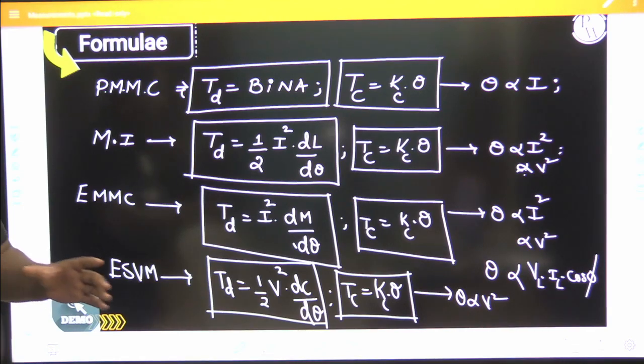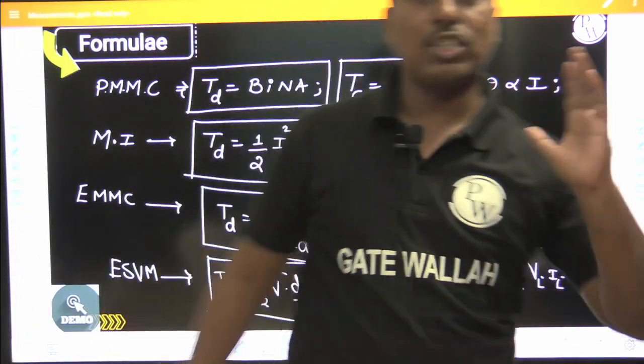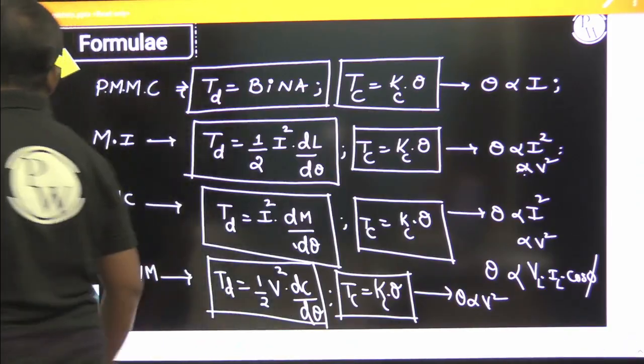So, one more formula I want to tell, which is coming from the range extension of the meters. Range, are you clear? Yeah, range extension of the meters. So, what is the range extension of the meters? Just listen to the range extension of the meters.